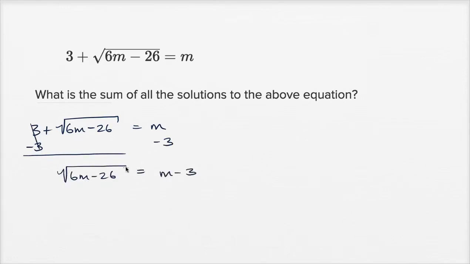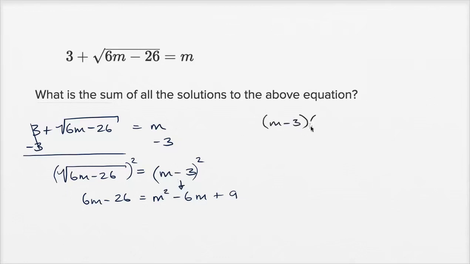Now, to get rid of the radical, we can square both sides of this equation. So square that side, and then we can square that side as well. And so the square root of 6m minus 26 squared, that's going to be 6m minus 26. And then m minus 3 squared, that's going to be m squared, minus 6m, plus 9. And if this step you found a little confusing, I encourage you on Khan Academy to review multiplying expressions, or I'll do a quick primer right here.